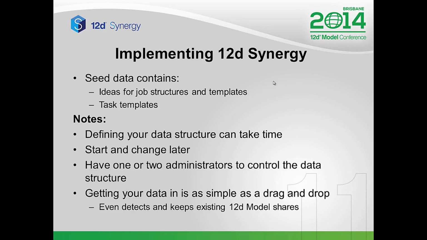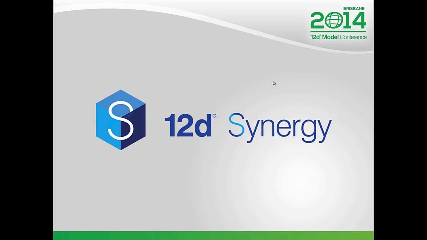It's important to identify one or two people who will become system administrators to control that data structure, so that not everybody is doing everything. That way you have only one or two people who know how it should all work and have control over those changes. But it's important to realize that getting your data in is really as simple as a drag and drop operation. And 12D Synergy can even detect things like 12D model shares, so that if you drag in 12D model projects that reference each other, those shares can be kept up to date and automatically mapped into the 12D Synergy format.